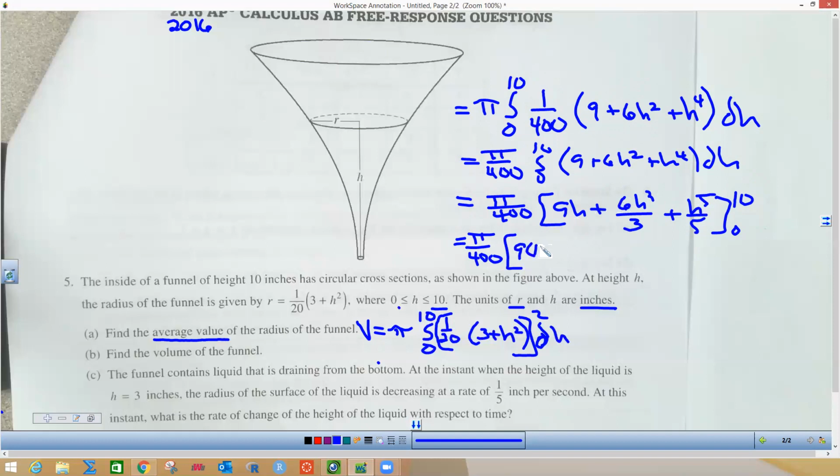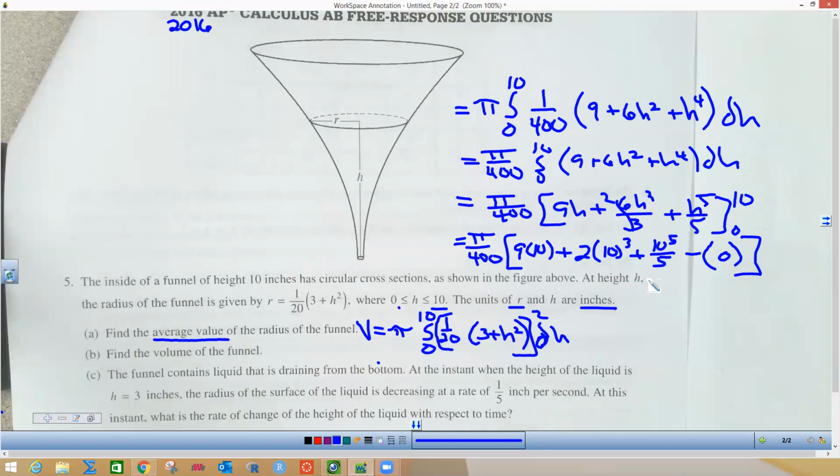So we got 9 times 10 plus 6, no, actually, let's go ahead and reduce that 6 over 3 to a 2. So this would be 2 times 10 cubed plus 10 to the 5th all over 5, and then minus, we stick zeros in for all this, and to make this a little shorter, that's all going to be zeros, because this is not the exponent, so that's all zeros. So this right here would be your answer.